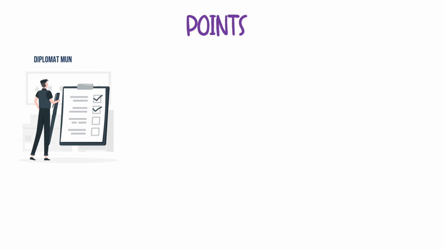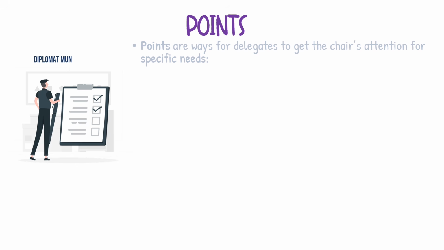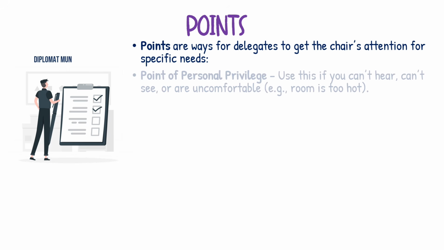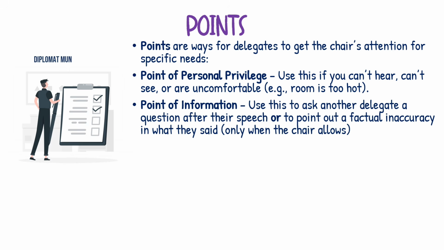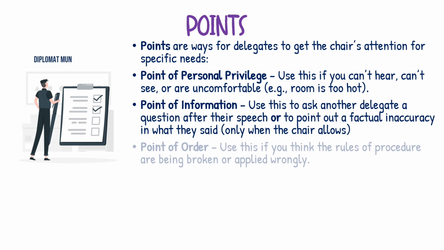Next, we come to our points. Points are ways for delegates to get the chair's attention for specific needs. First is the point of personal privilege. Use this if you can't hear, can't see, or are uncomfortable. Example, the room is too hot. Point of information: use this to ask another delegate a question after the speech or to point out a factual inaccuracy in their speech, only when the chair allows.